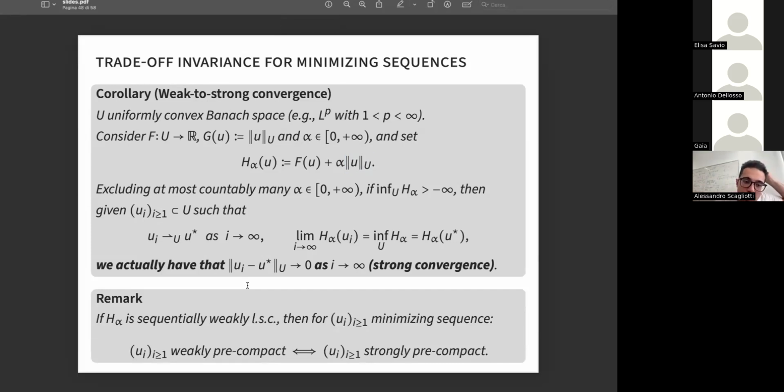We also have something a little bit more. If H alpha is sequentially weakly lower semi-continuous, then for every minimizing sequence, the minimizing sequence is weakly pre-compact if and only if it is strongly pre-compact.